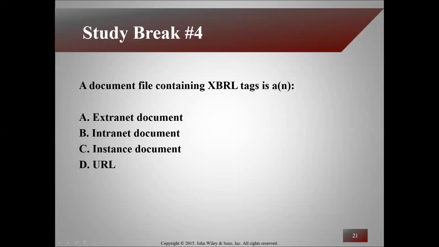Study break 4. A document file containing XBRL tags is: A, extranet document; B, intranet document; C, instance document; or D, URL. And the answer is C, instance document.